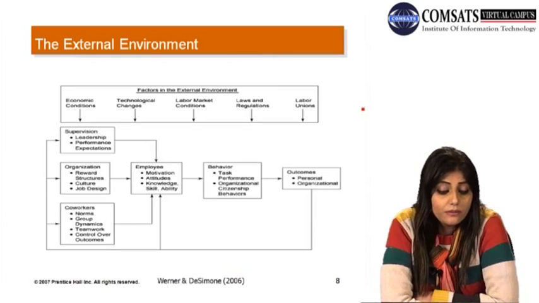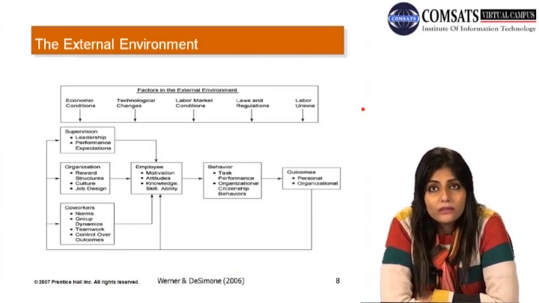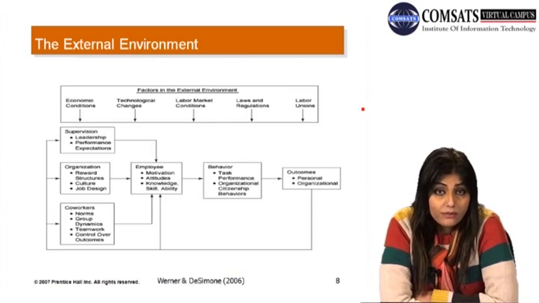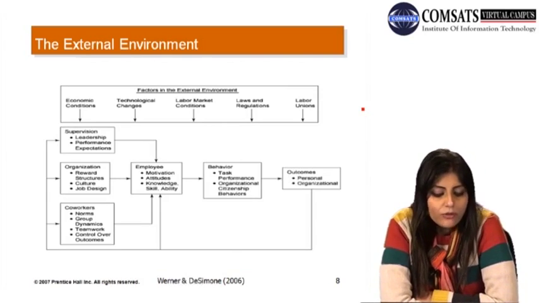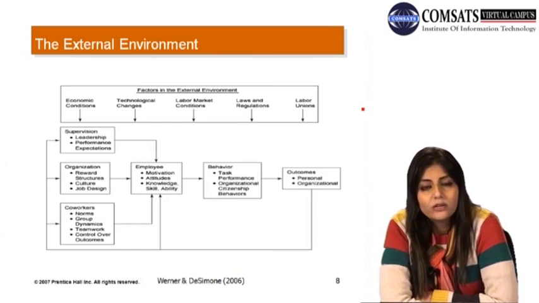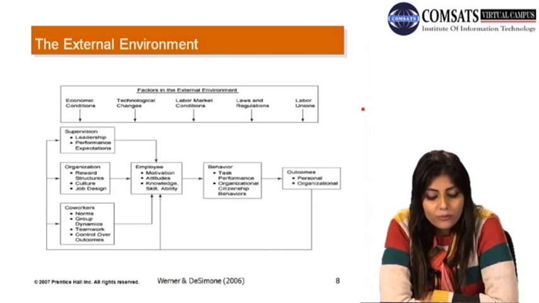Then we saw that supervision affects employee behavior. So the leadership, what kind of leadership the employee has, directly determines employee behavior. Then what are the performance expectations of the leader. Then from the organization, a number of factors such as the reward structures, culture, job design. And from the co-workers, their norms, the group work, the group dynamics, the teamwork, they all have an influence on employee behavior.